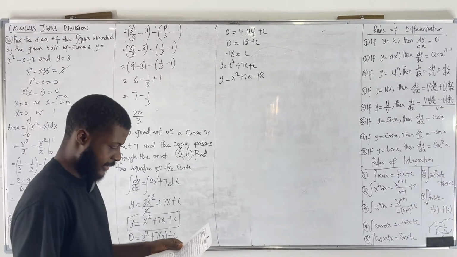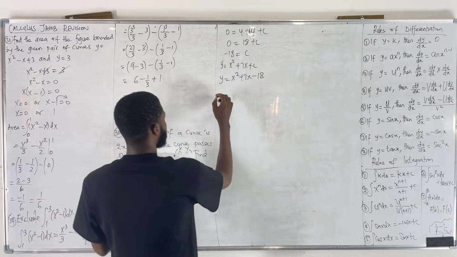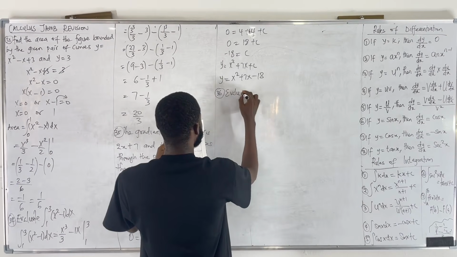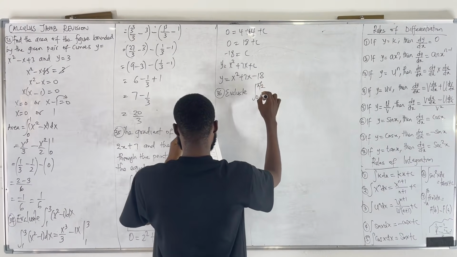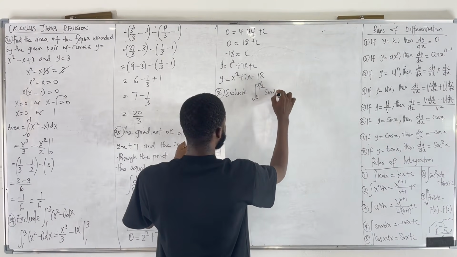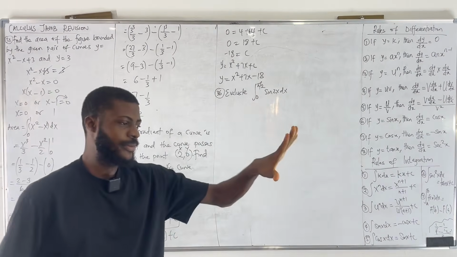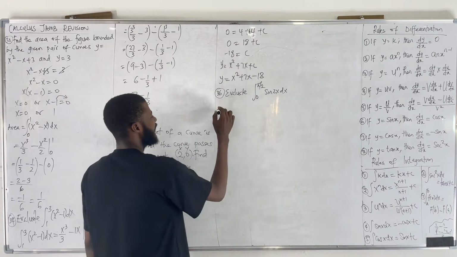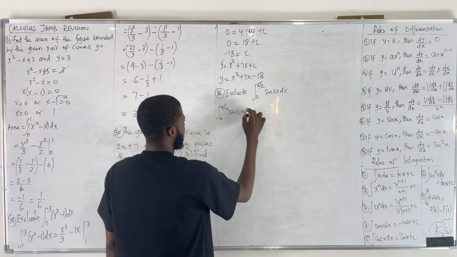All right. So, number 36. Number 36 says we should evaluate the integral from 0 to pi over 2 of sine 2x dx. All right, so we're almost done.